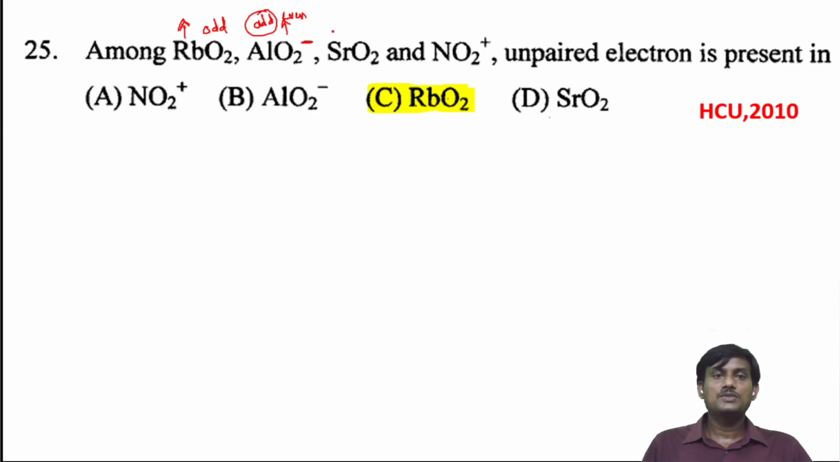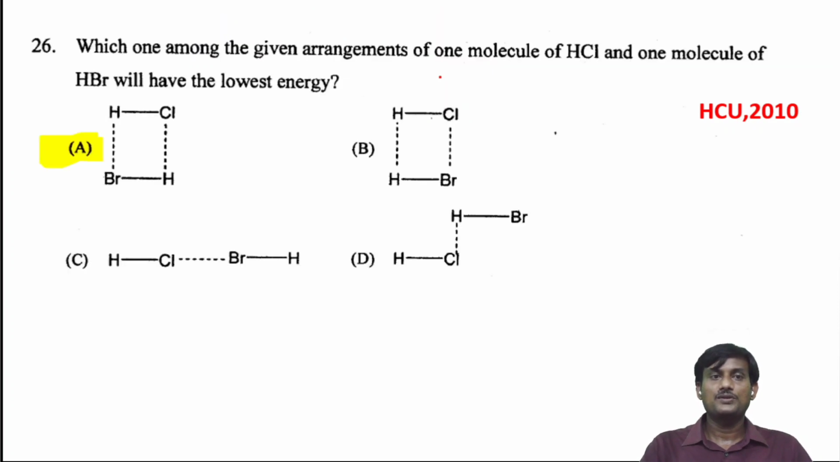And strontium, this one has an even number of electrons, and this one also has an even number of electrons. So the total number of electrons will be even. Here, one has an odd number and one even; when you remove one electron, it will become even. So RbO2 has an odd number of electrons. It will be paramagnetic. It has an unpaired electron.